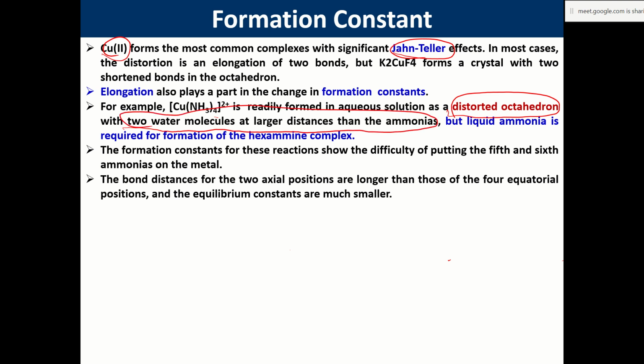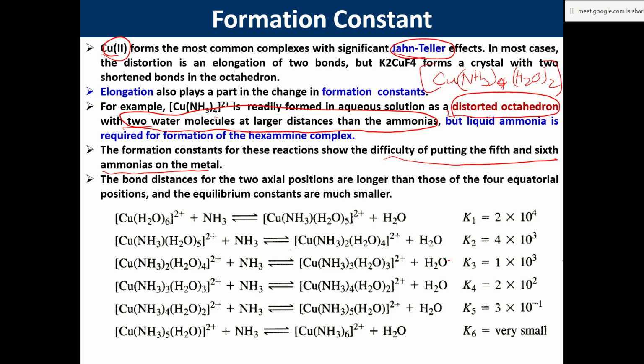So the actual formula is Cu(NH3)4(H2O)2. So it is an octahedron with two long bonds of water along the z-axis. So there is a difficulty in putting the fifth and sixth ammonias on the metal, and so the bond distance of the two axial positions is longer. So this is the trend. Look at the trend here.